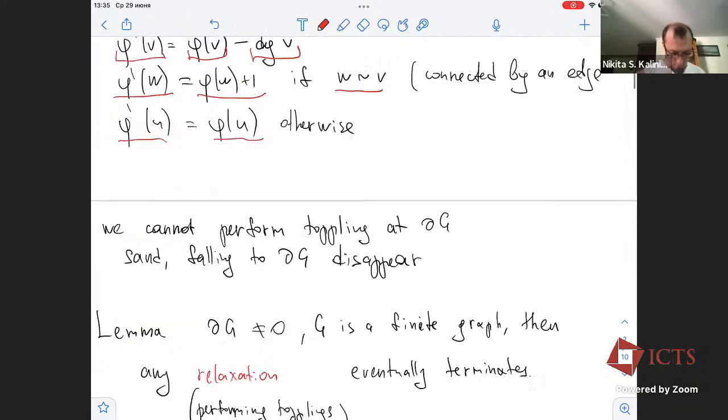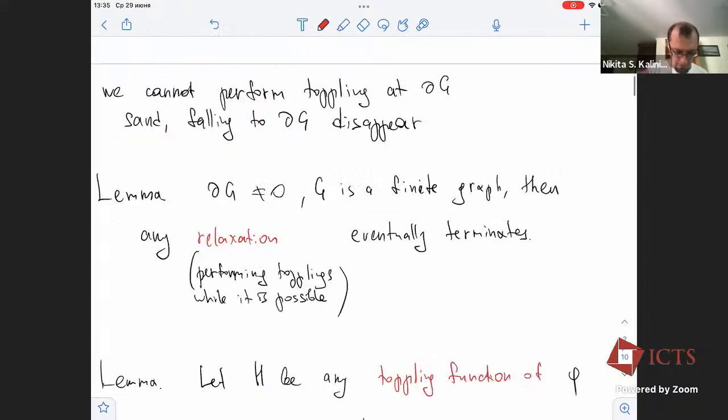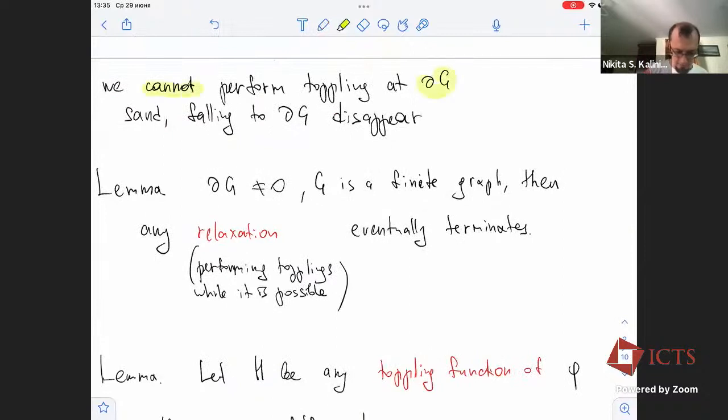Then I recall that we cannot perform topplings at DG. These are basically a special set of vertices where I cannot perform topplings. Another point of view is that if some sand falls to DG, it just disappears from the system. So instead of sinks, I could, for example, draw half-edges. Here it's a sink, meaning that if some sand grains go along this edge, they disappear from the system. So here is the model.